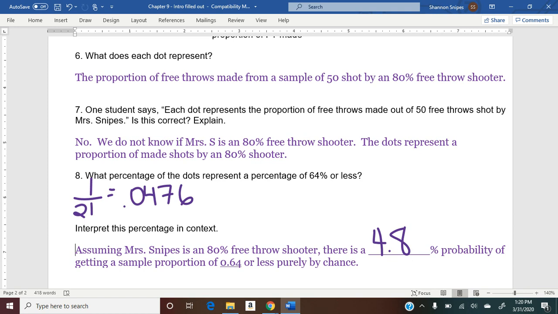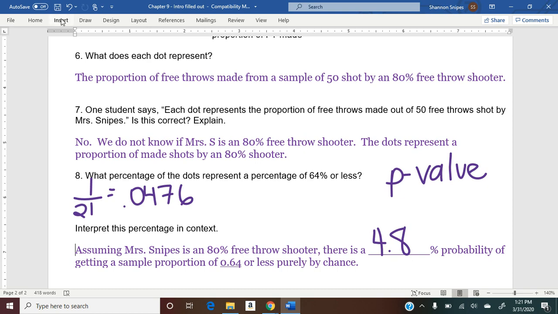Okay, so in this chapter, this number has a name, and we've been finding this number for many chapters now, but now I'm going to tell you the name. This is what is called our p-value. P, I'm assuming, is for probability or percent. So if I was telling the truth, there's only a 4.8% chance that I would have gotten 64%.